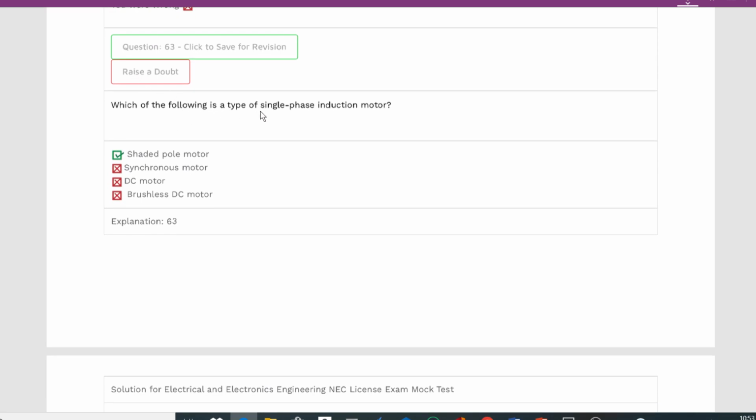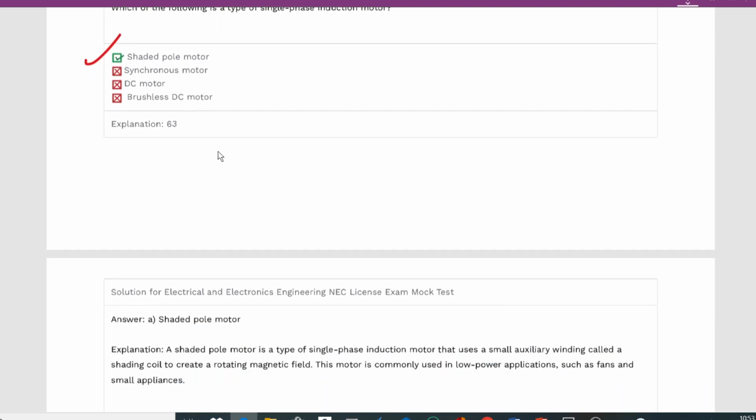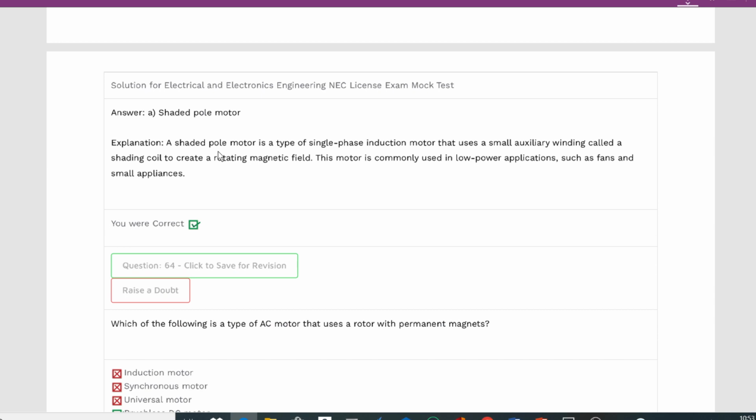Which of the following is a type of single phase induction motor? This is the shaded pole motor. A shaded pole motor is a type of single phase induction motor that uses a small auxiliary winding called a shading coil to create a rotating magnetic field, and this motor is usually used in low power appliances such as fans and small appliances.